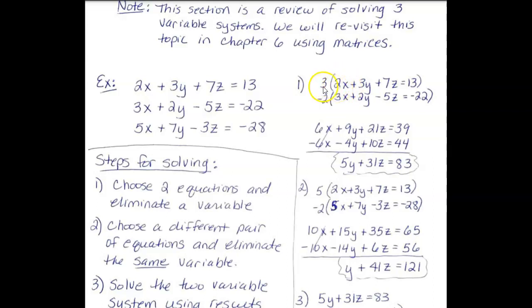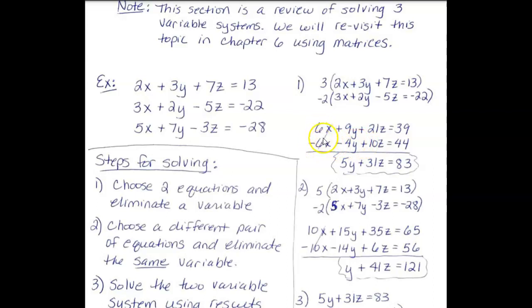So if I want this to be a 6, this whole equation would get multiplied by a 3. And to make this number a negative 6, that means this whole equation would have to get multiplied by a negative 2. This is a skill that you should already have learned how to do. So we are just reviewing this topic. So we get 6x plus 9y plus 21z equals 39. And then the second equation, we get negative 6x minus 4y plus 10z equals positive 44.